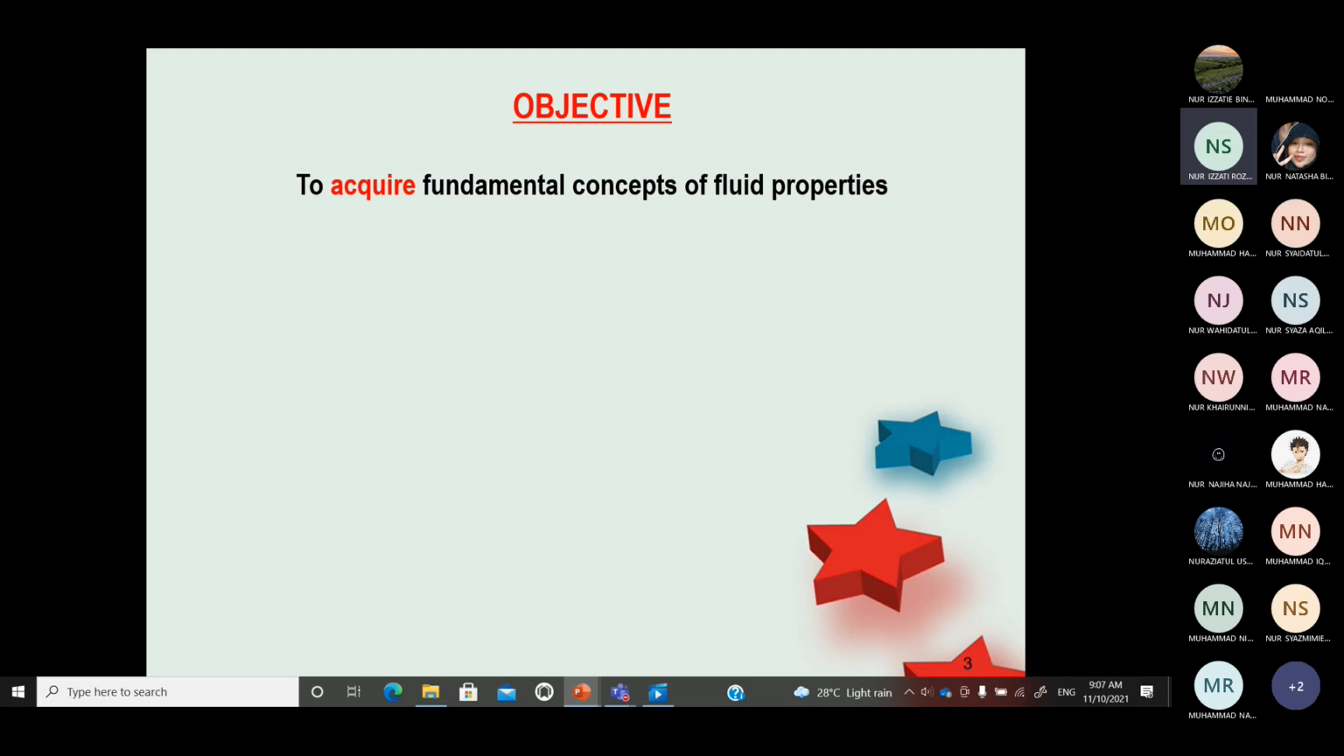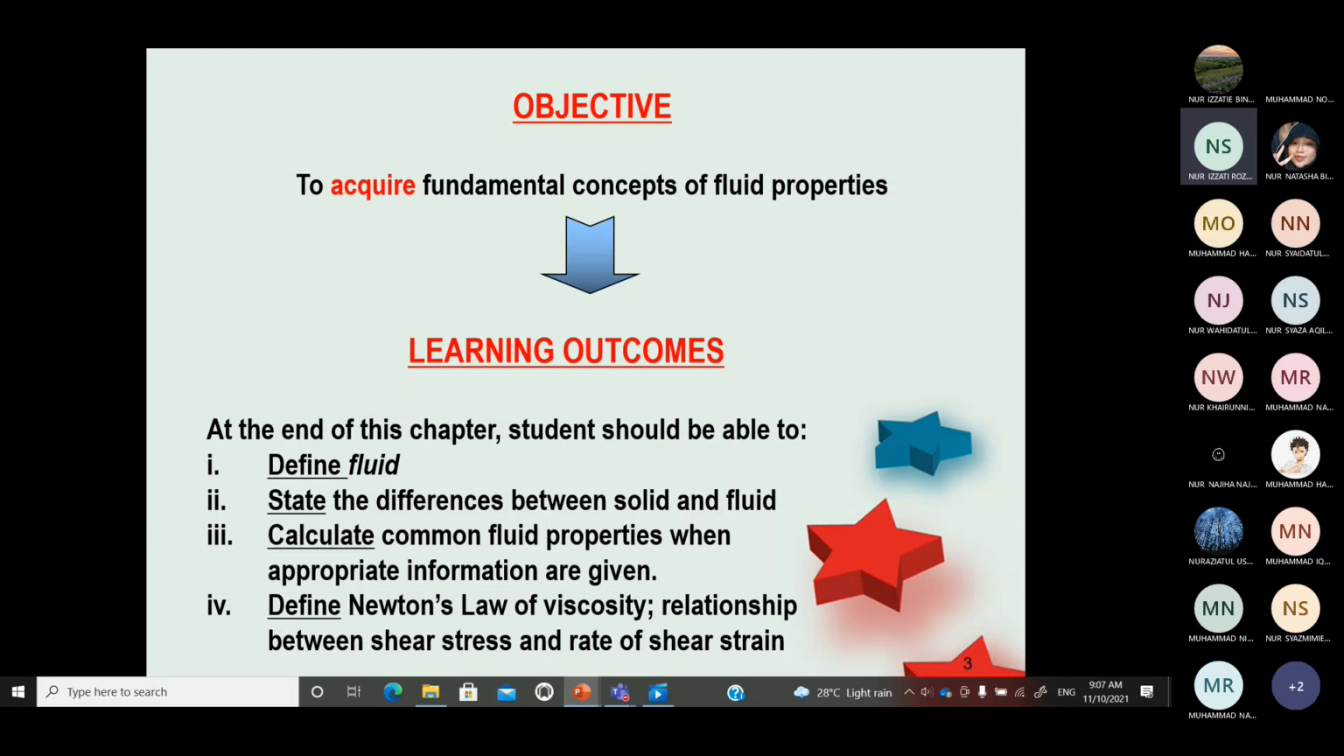Okay, so what is the objective of chapter 1? The objective of chapter 1 is to acquire fundamental, or we can say theoretical, concepts. To acquire the fundamental concept of fluid properties, right? So what is the learning outcome? What is the LO, learning outcome?